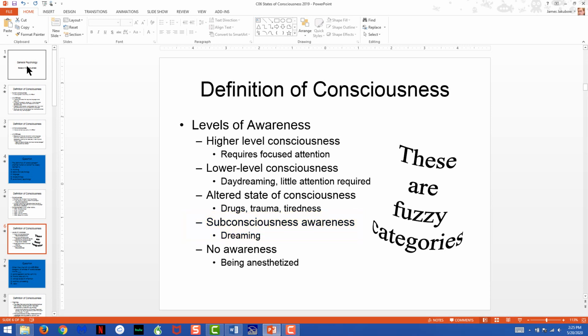And beneath that, about the lowest level of consciousness you can attain is really no awareness at all. With respect to no awareness, what you typically have is being unconscious and no dreaming.